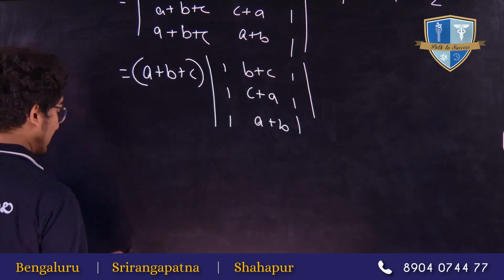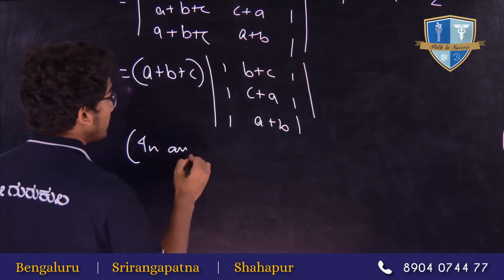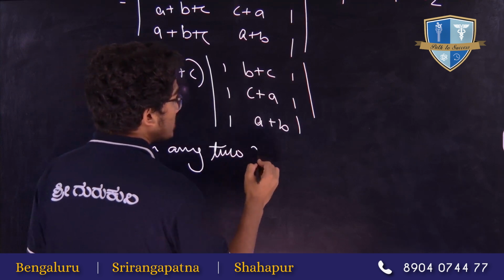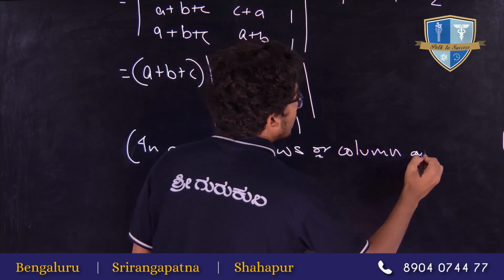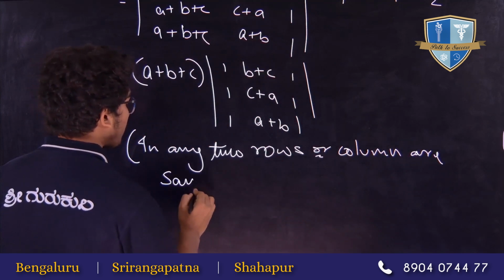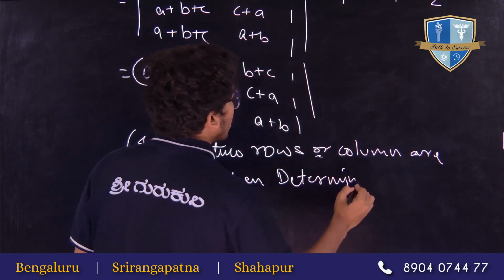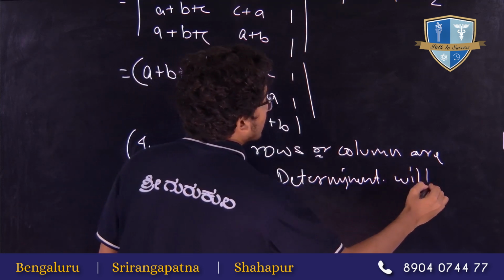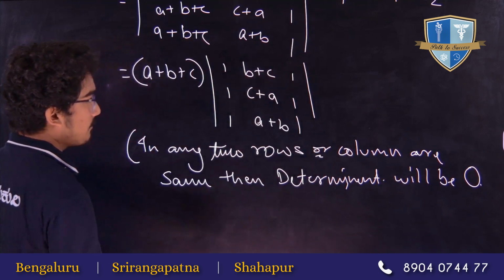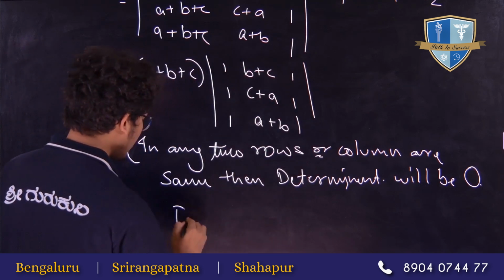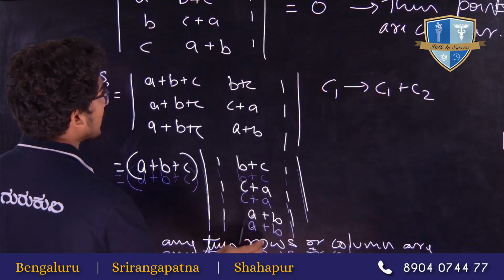Now from the property of a determinant, if any two rows or columns are the same, then the determinant will be 0. So here the first column and third column are the same, 1 1 1 and 1 1 1. So the determinant will be equal to 0. Hence all three points are collinear. Correct.